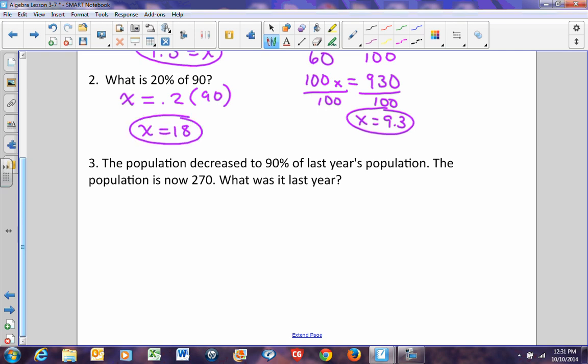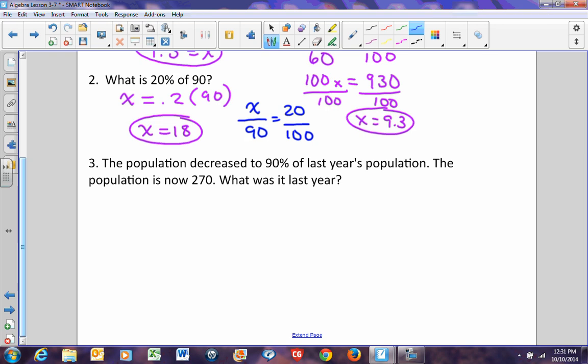I can set up the proportion. I'm not going to solve the proportion, but set up the proportion. Okay. What is 20% of 90? What is 20%? 20 would go up here. Of 90, 90 goes over here, and the 100 goes over there. So is over of equals percent over 100.